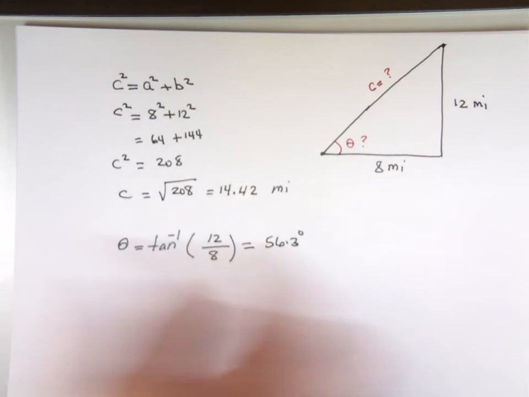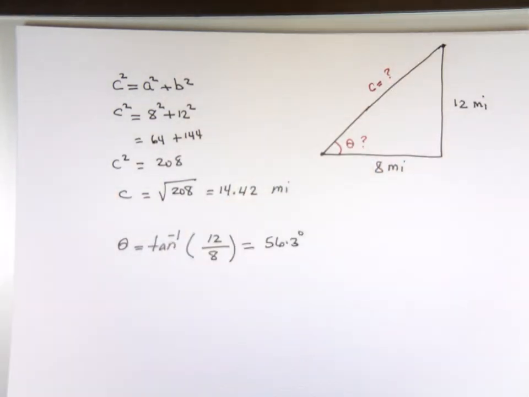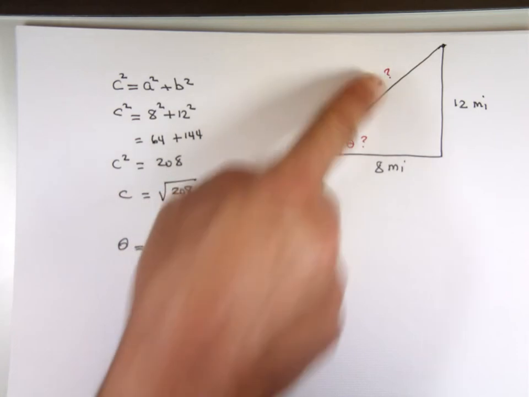So if I know these two sides, I can get that side and this angle. I can also work backward. If I know this and this, I can find these two.